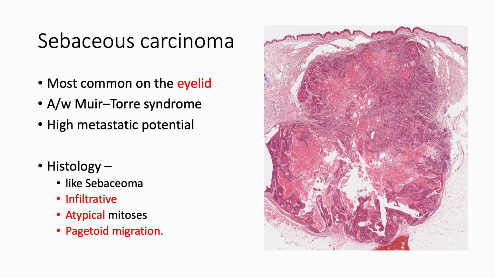You should see atypical mitosis to make the diagnosis of carcinoma, because the sebaceous neoplasms can have many mitoses, which does not mean it is a carcinoma. That rule also applies to other adnexal neoplasms such as pilomatricomas. So, sebaceous carcinoma.